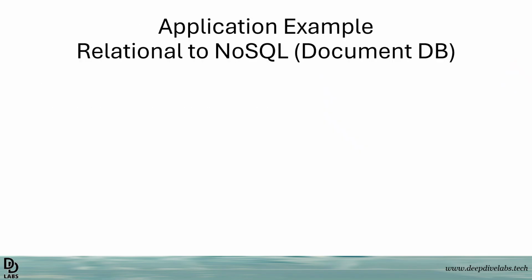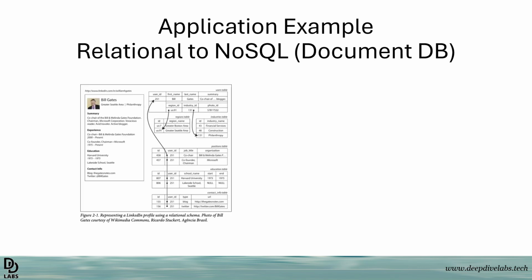In this slide, we are going to take an application example to see how it would be if the application is implemented as an RDBMS and if it is a NoSQL document DB. This is an application we are all familiar with, the LinkedIn application. On the left, we see the LinkedIn profile of Bill Gates. How will the data model look in a relational schema?